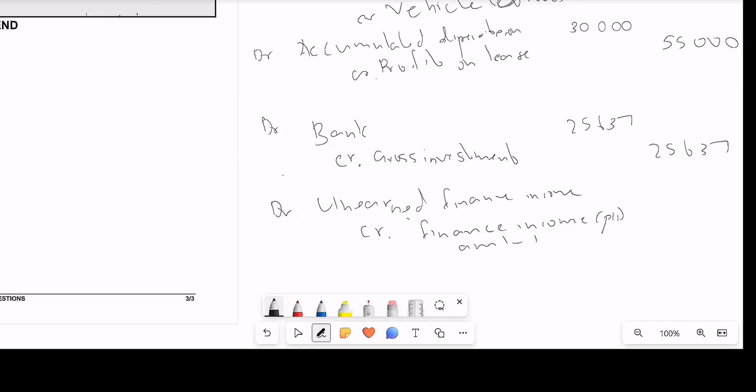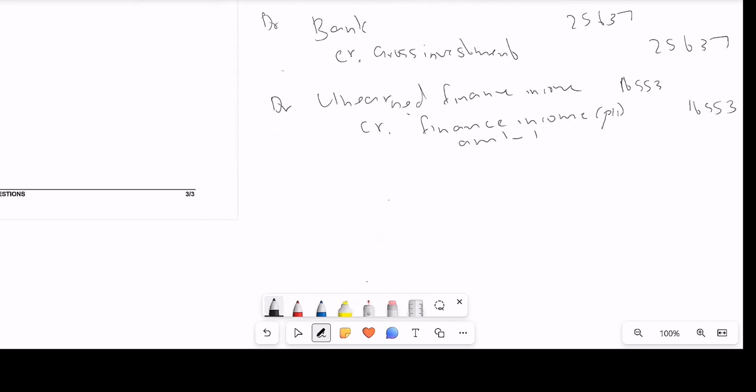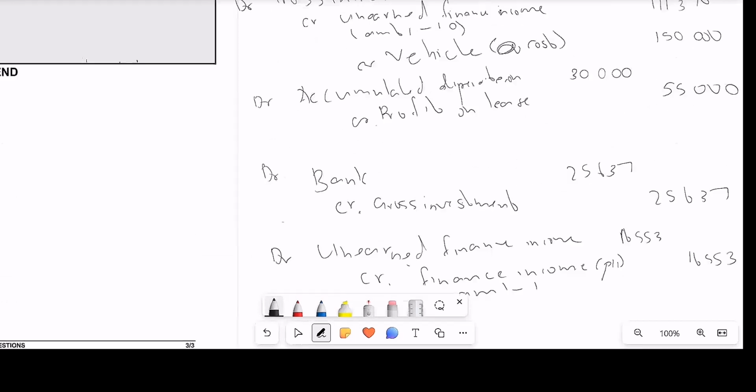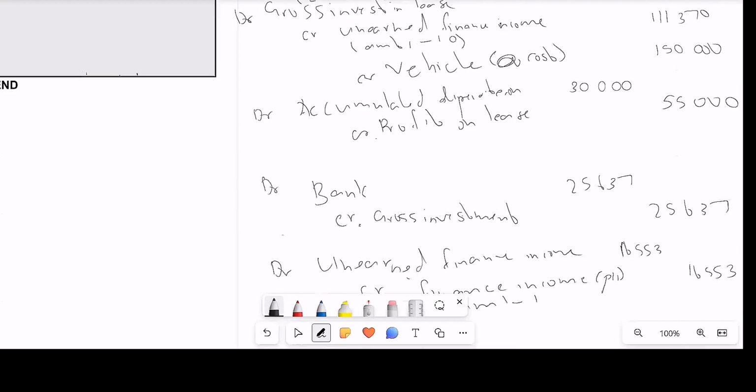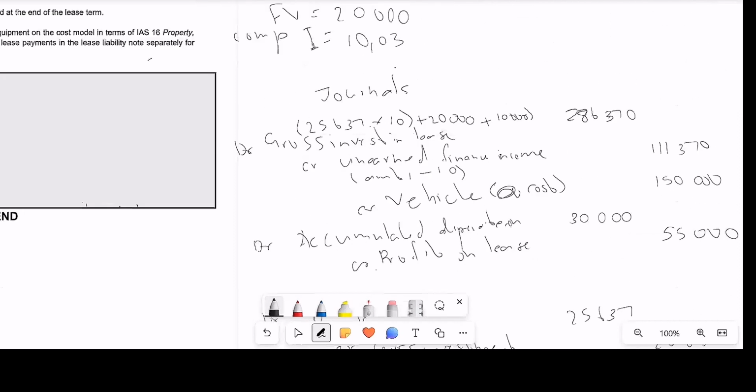Amortization one and one. So this will give us 16,553, 16,553, 16,553. So this will give us 16,553, and that's how we account for the lease. So these are all the journals that you would have had to do if this was a finance lease. So now let me just write here journals, finance.